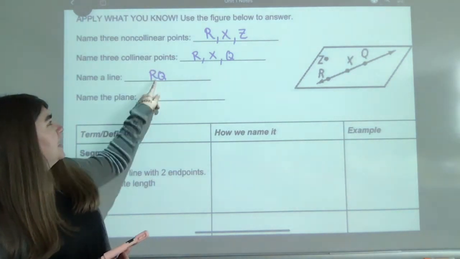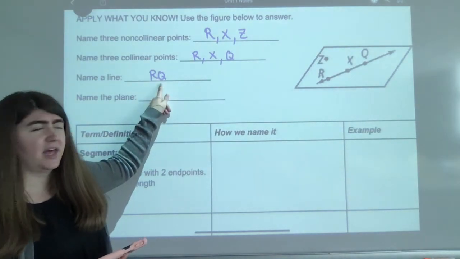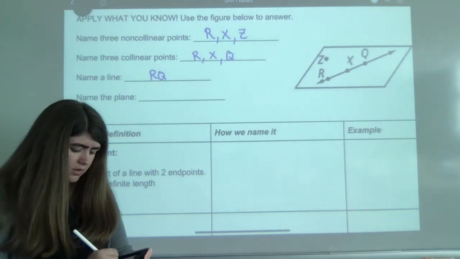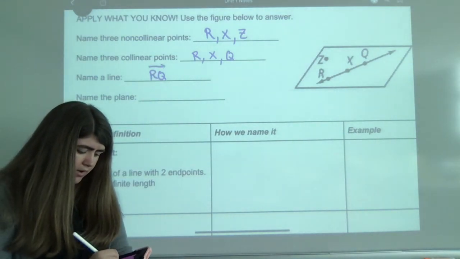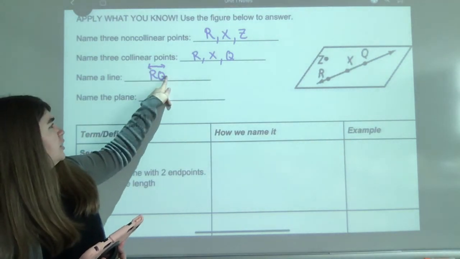Now remember, you can't just leave it blank like this. You have to put that image of a line above it, and the bar has to have the arrows. So I have this bar with an arrow on each end, which now reads line RQ.